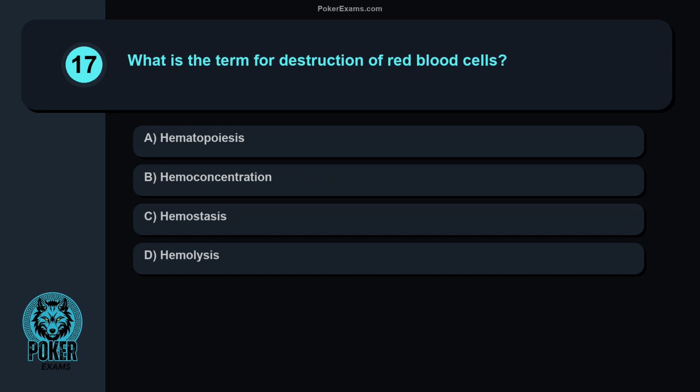Question 17. What is the term for destruction of red blood cells? Hematopoiesis. Hemoconcentration. Hemostasis. Hemolysis.